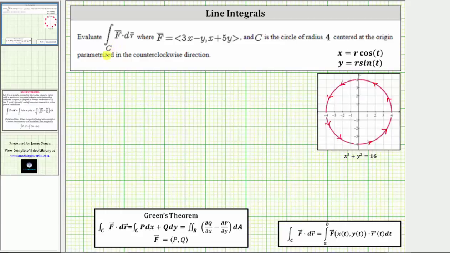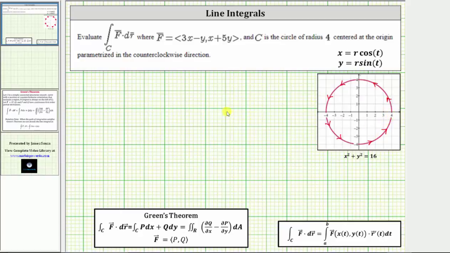We were asked to evaluate the line integral along the curve C of F dot differential r, where the vector field F is given and the curve C is the circle of radius 4 centered at the origin, parameterized in the counterclockwise direction as shown here. Remember, we can think of the value of this line integral as the amount of work the given vector field or force field does on a particle as it travels around the circle or the curve C in the counterclockwise direction.